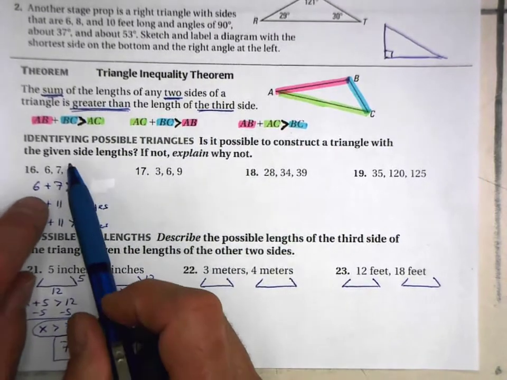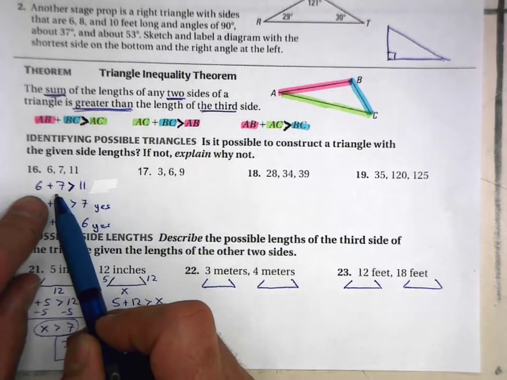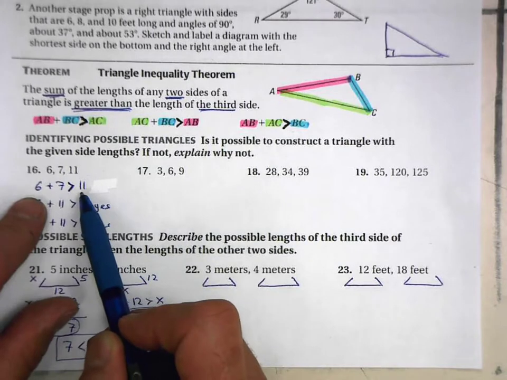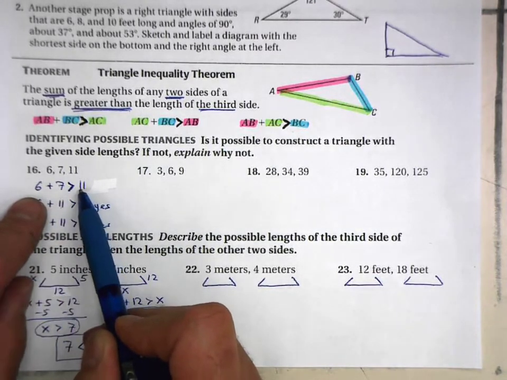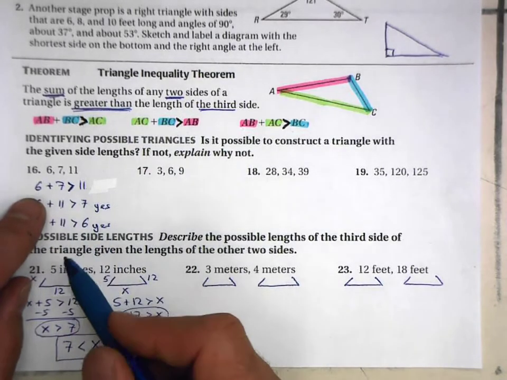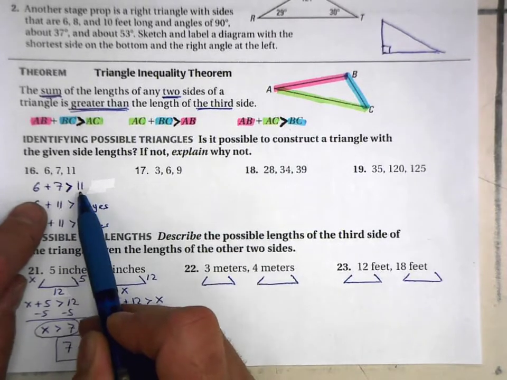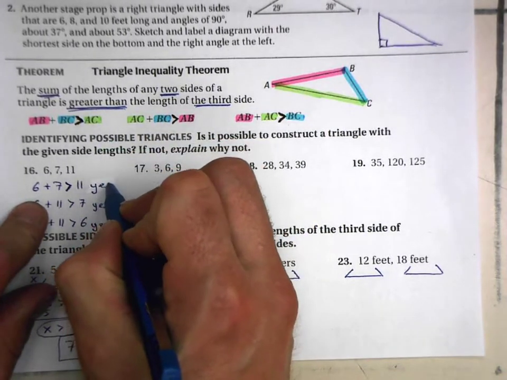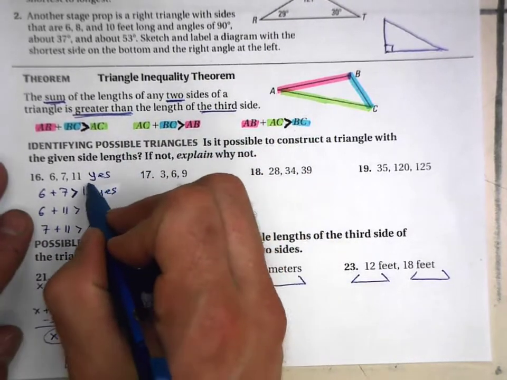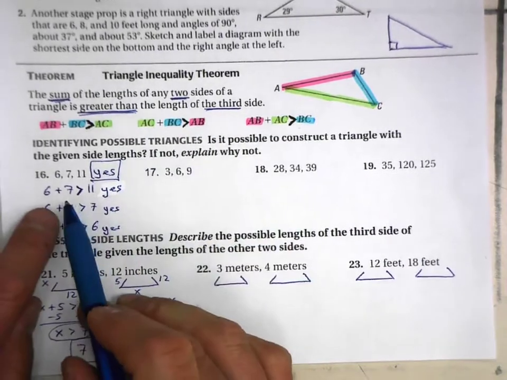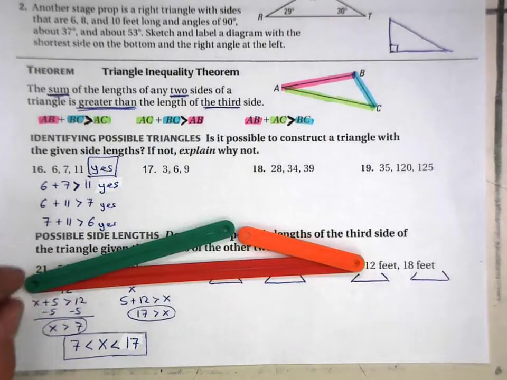So really the principle is that the sum of the two smaller sides has to be greater than the third side. So look for the two smaller sides, 6 plus 7, and that has to be greater than 11. So 6 plus 7 in this case is 13, if I have my math correct. And is 13 greater than 11? And the answer is yes. So therefore, yes, that will make a triangle, because the sum of the two smaller sides is greater than the length of the third side.